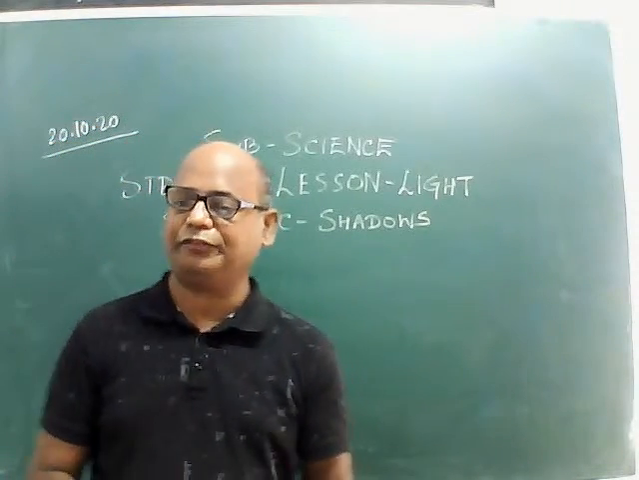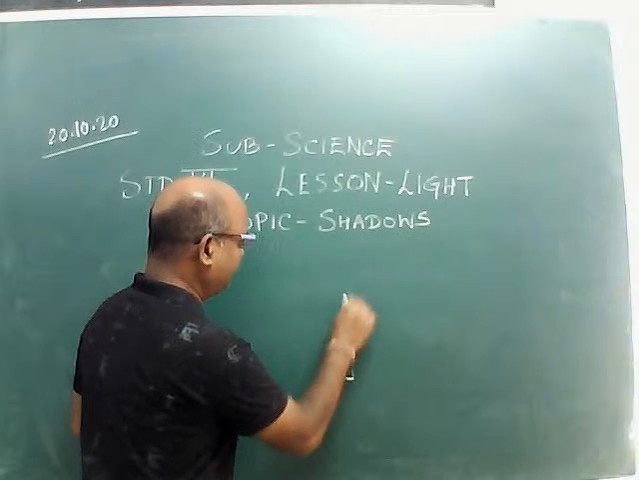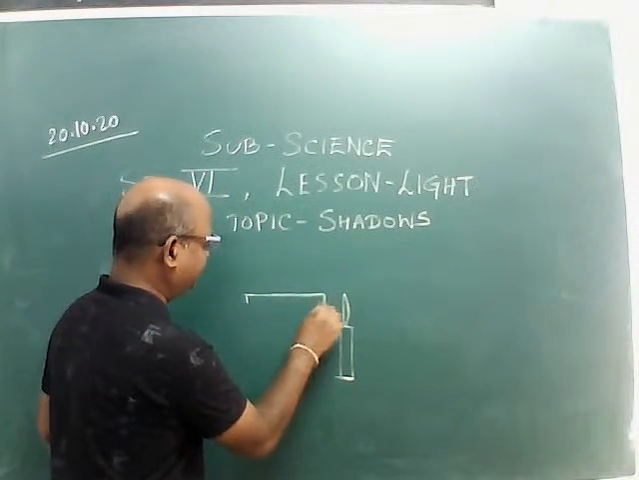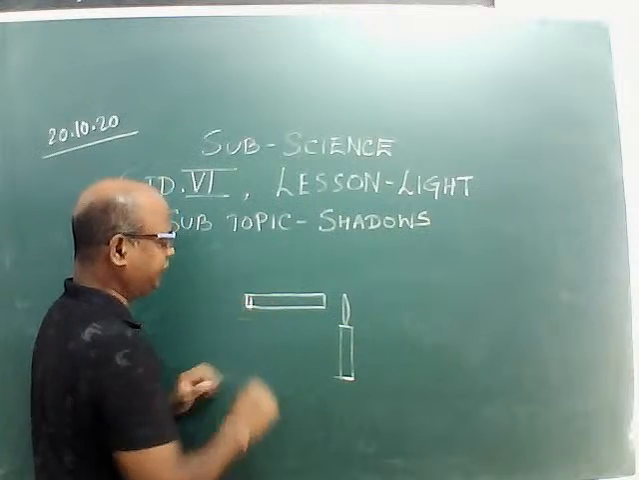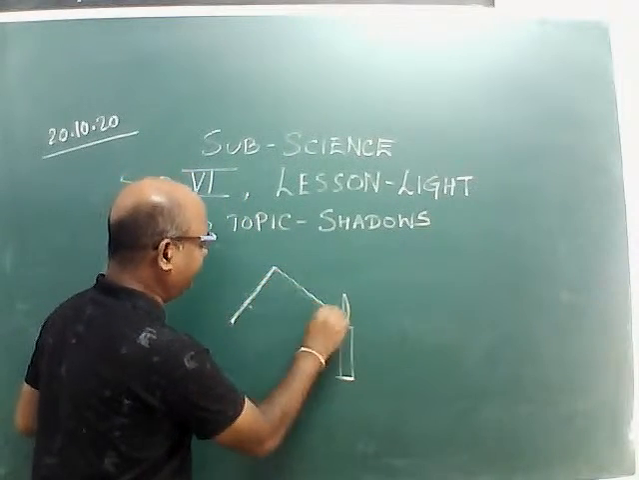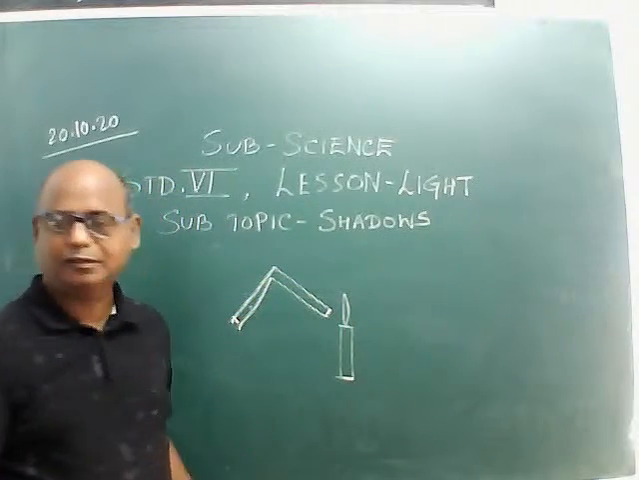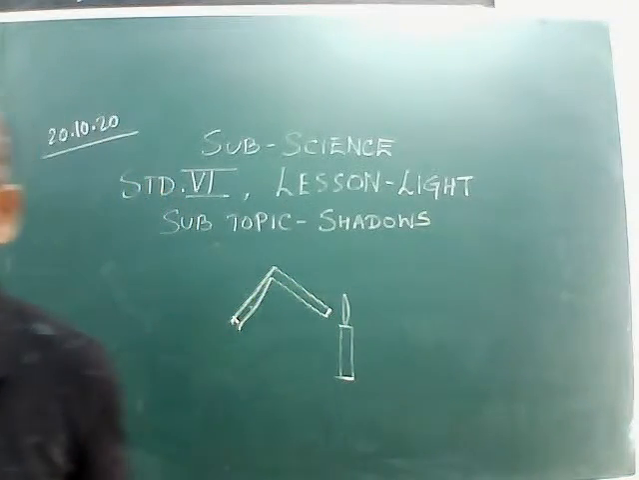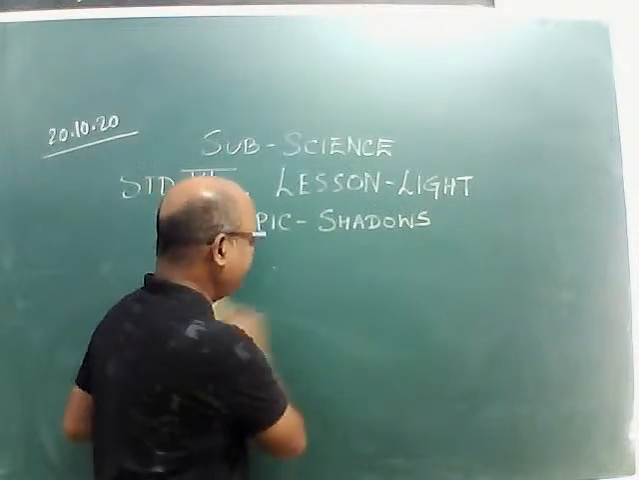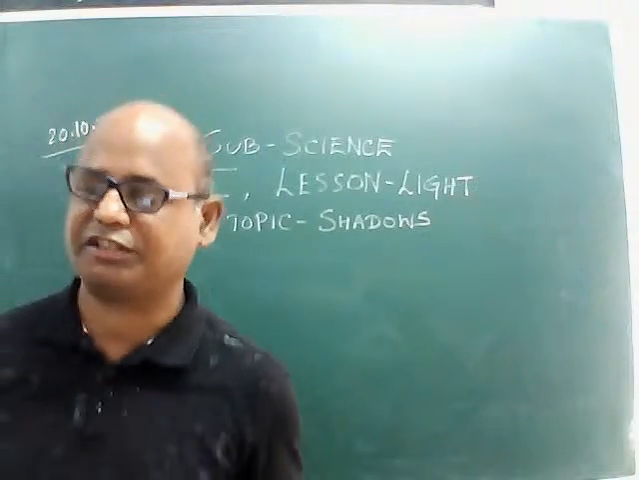Yesterday we have done an activity in which we took one candle, we burned the candle, and we took one straight pipe. When we see through the straight pipe, we can see the candle. But when we see through the bent pipe, we cannot see the candle. Okay, why? Because light travels in a straight line. That is called rectilinear propagation of light. Till this we have studied yesterday.